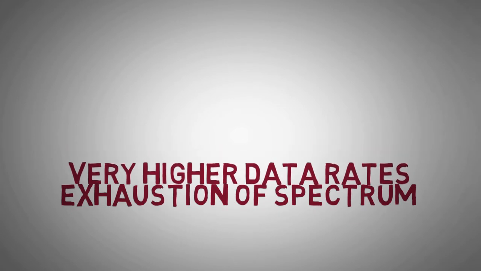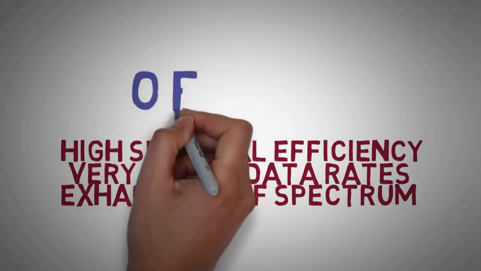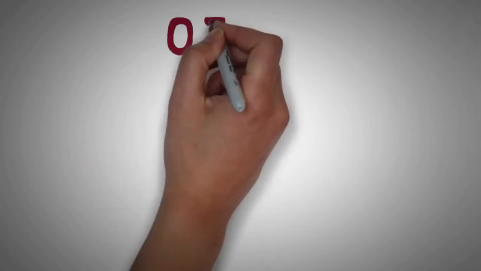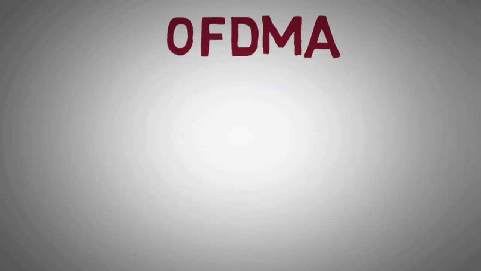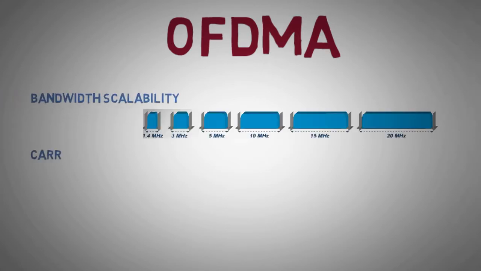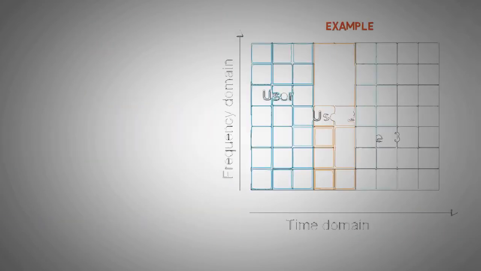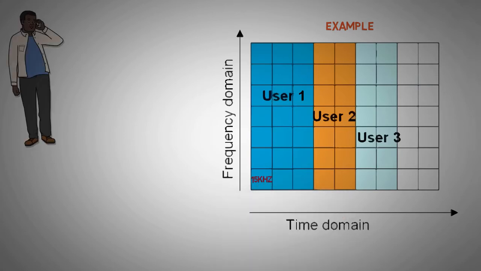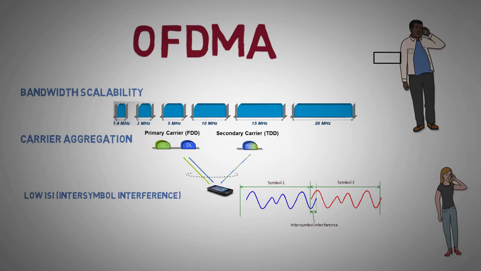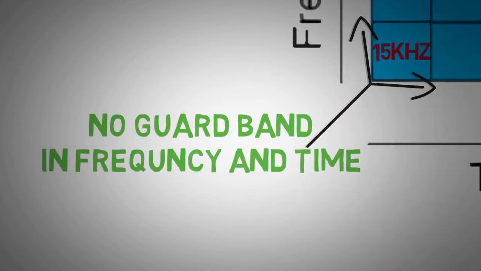But exhaustion of spectrum, need for even higher data rates, and spectral efficiency led us towards OFDMA. OFDMA comes with several advantages over WCDMA like bandwidth scalability, carrier aggregation, low intersymbol interference. OFDMA uses orthogonal subcarriers equally spaced at 15 kHz. Users are provided a subset of these subcarriers for data transmission. Unlike FDMA or TDMA, OFDMA allows the users to access variable bandwidth depending upon the resource availability. Also, since these subcarriers are orthogonal, there are no guard bands between them.